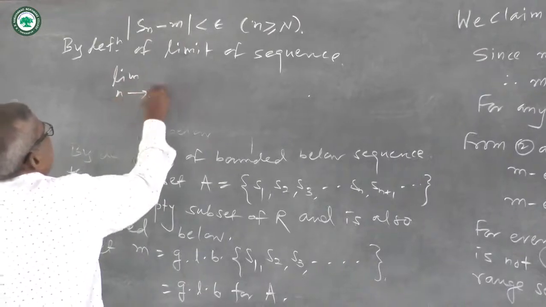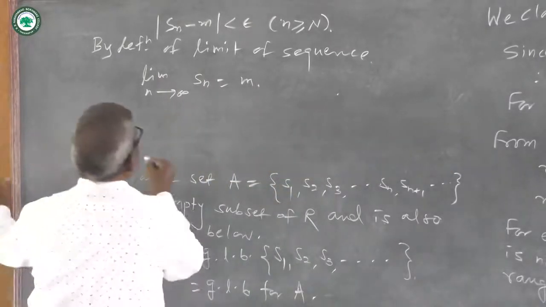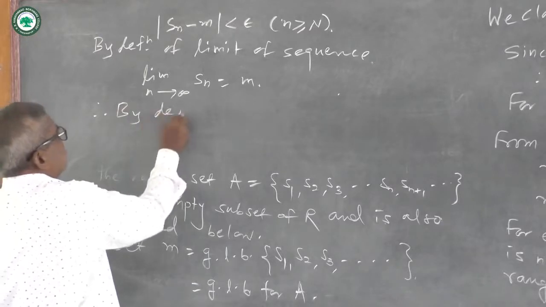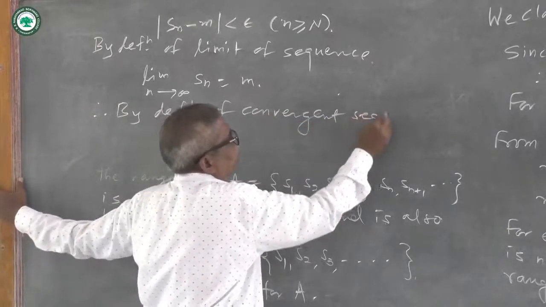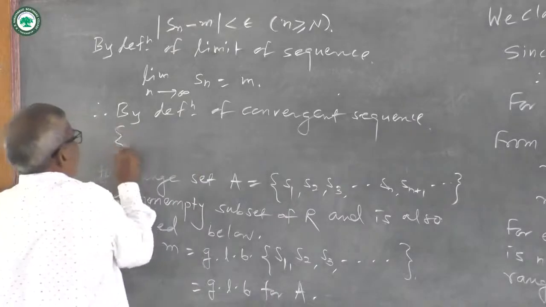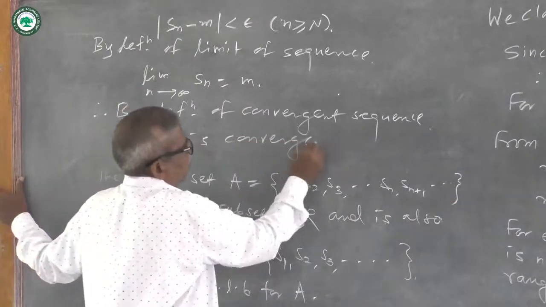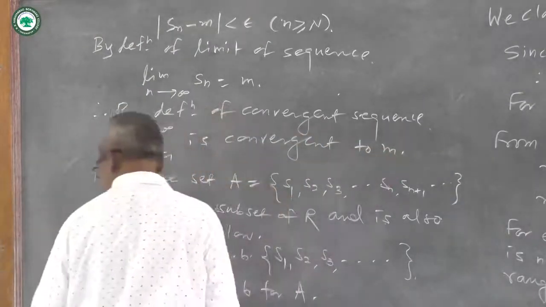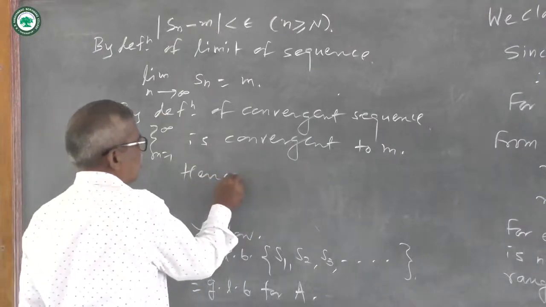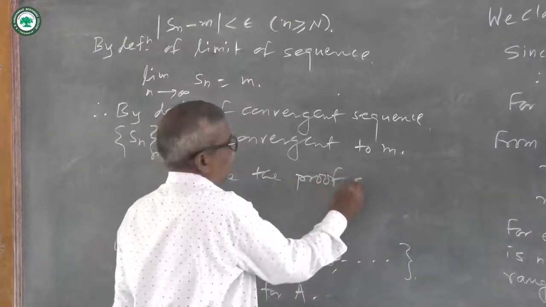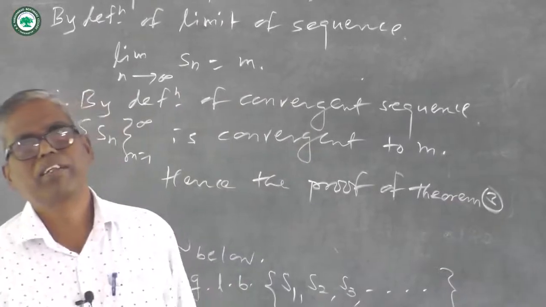Limit n tends to infinity of S suffix n is equal to m. By definition of convergent sequence, the sequence Sn, n equal to 1 to infinity, is convergent to small m. Hence the proof of theorem 3.